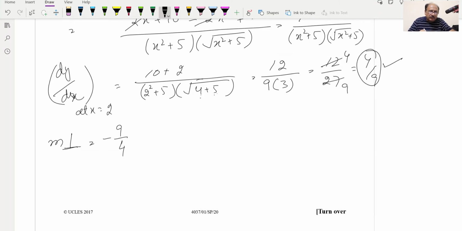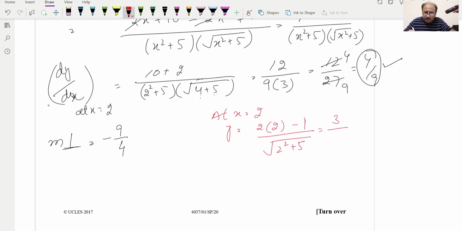And the point will be what? At x is equal to 2, y will be equal to what? We can change the color so that you can identify. At x is equal to 2, y will be equal to, we replace the values, 2 into 2 minus 1 over under root of 2 squared plus 5, and this will be equal to 4 minus 1 will be 3 over 9 under root, which is also 3, so it will be equal to 1. So our point will become 2 and 1.